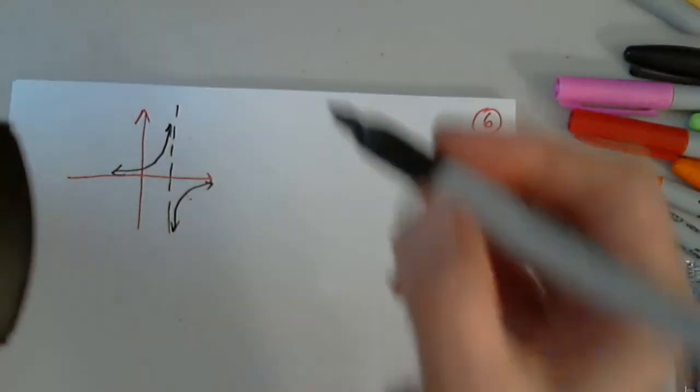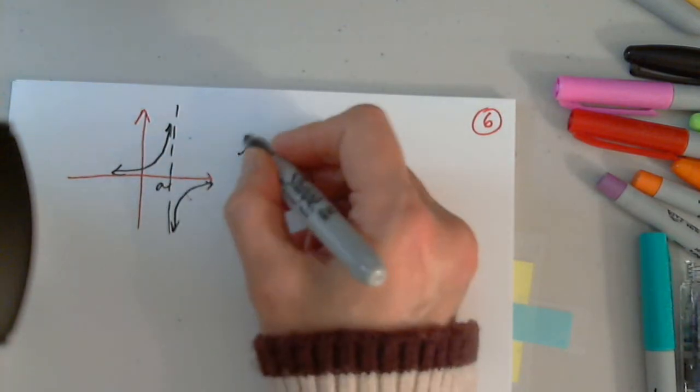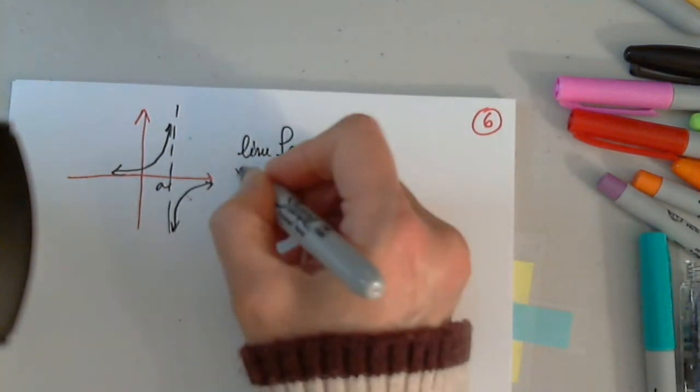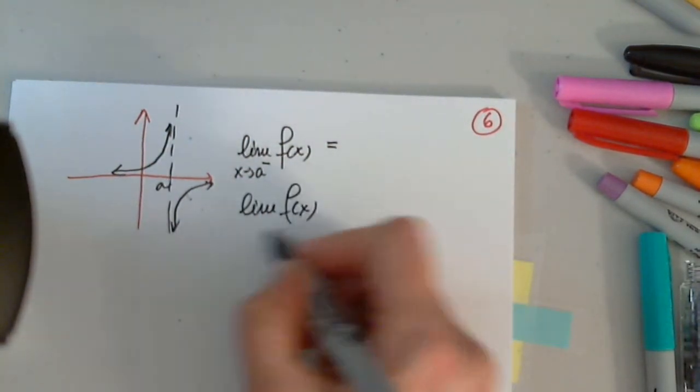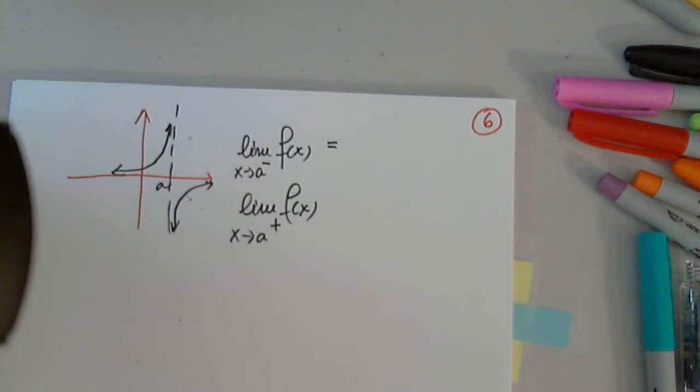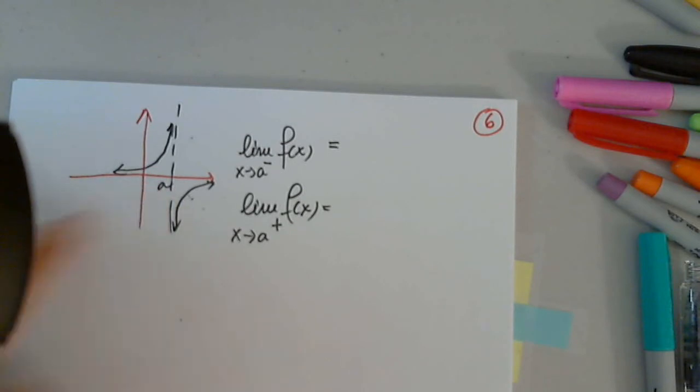So this function, if this is a, the limit of f of x as x approaches a from the left, and the limit of f of x as x approaches a from the right, can anyone tell us, yes, Tamara, what do you think the limit from the left of this function is? From the left? It'd be negative infinity.